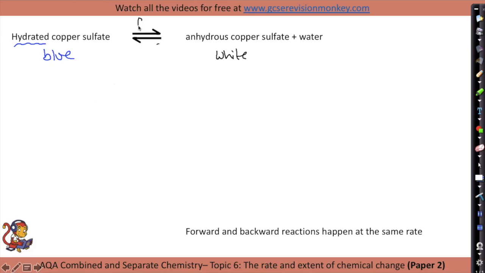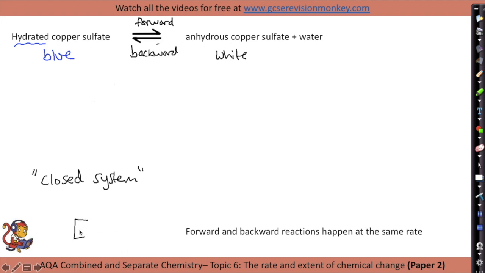So one way of the reaction we will call the forward reaction, and the reverse we call the backward reaction. And if we do reversible reactions in a closed system, so no reactants or products can leave, eventually the reaction will look like it's stopped. So hydrated copper sulfate will break down into these two products. These two products will then react together to make hydrated copper sulfate, and this will be happening continuously, but it will look like the reaction has stopped.